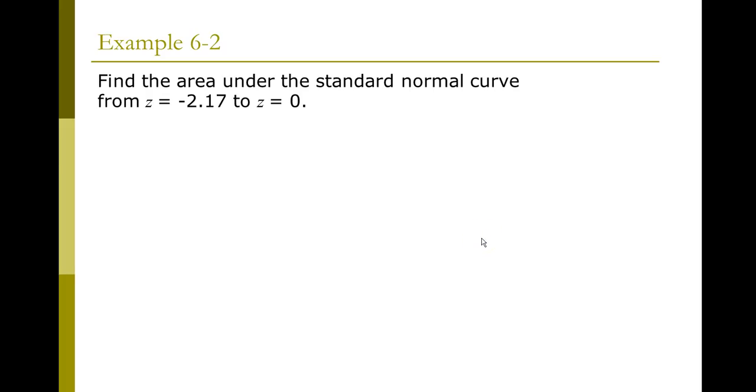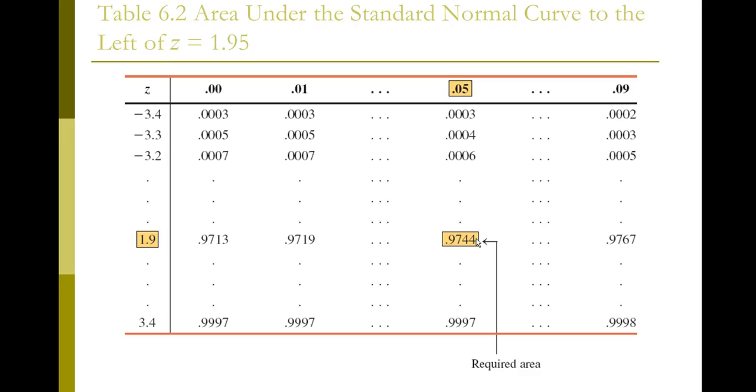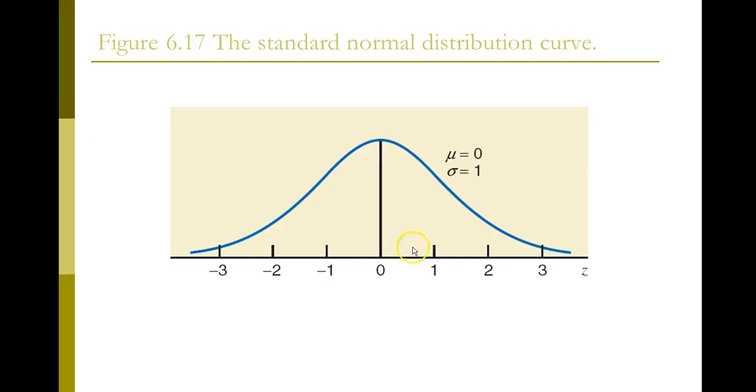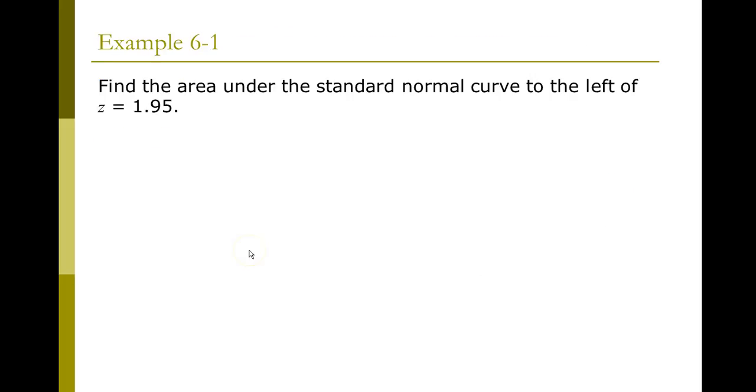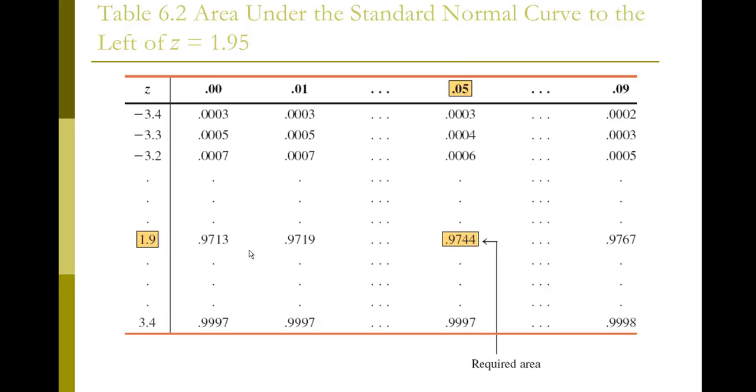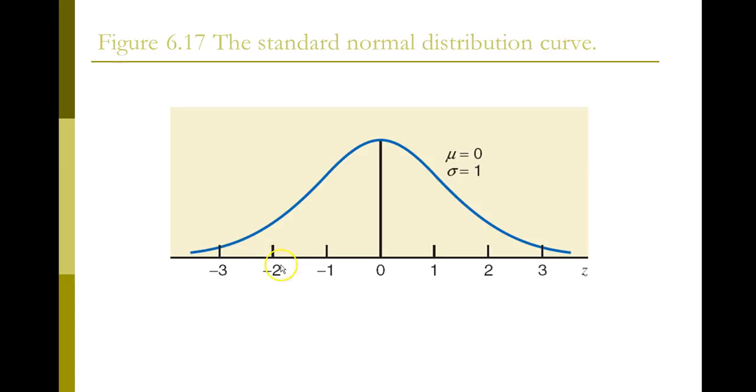Find the area under the standard normal curve from z equals minus 2.17 to z equals 0. So we want minus 2.17, so from about here to 0. How much area is there between here and here? The table doesn't tell you that directly. But can we think about it? Can we figure it out?